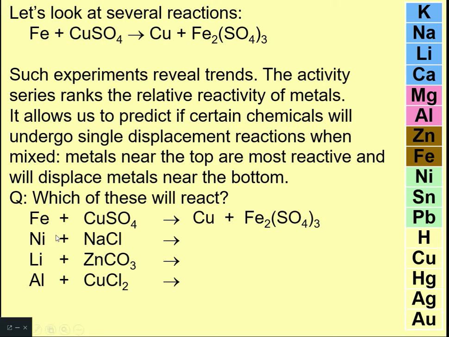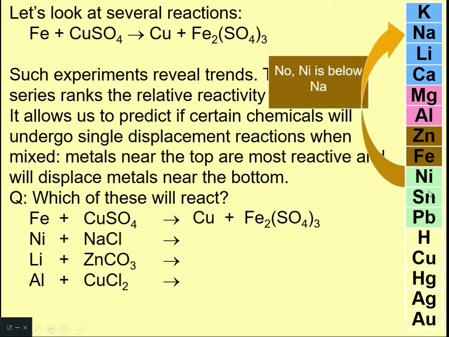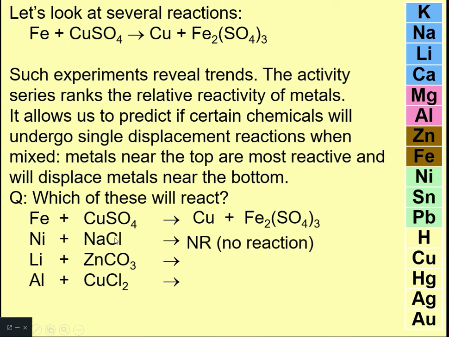Let's try this one, nickel and sodium fluoride. Well, because nickel is below sodium on the activity series, much further below than the sodium, and sodium is very, very active, this reaction is not going to happen. Again, if the metal that's by itself is higher on the activity series, then the reaction is going to happen and you swap the cations. But in this situation, the metal that's by itself is below the metal that's in the compound, so nothing's going to happen.